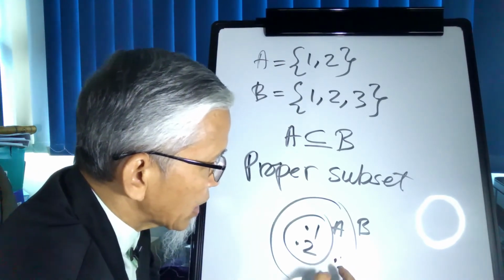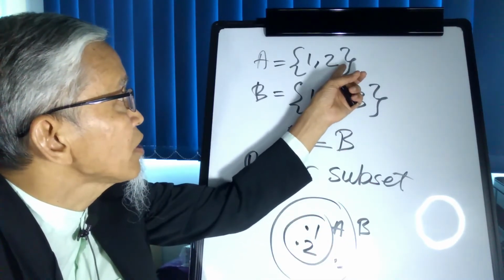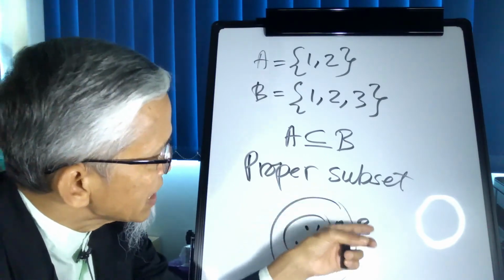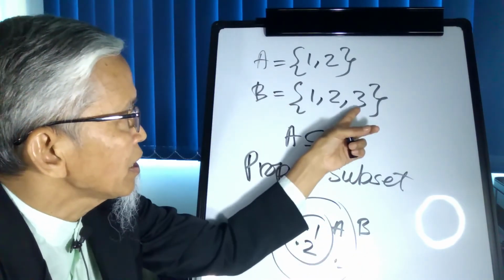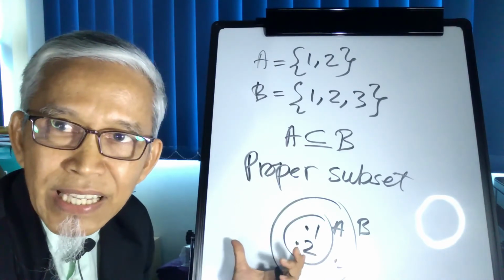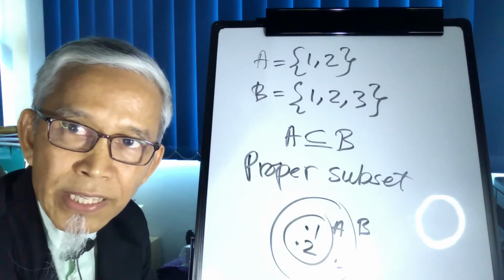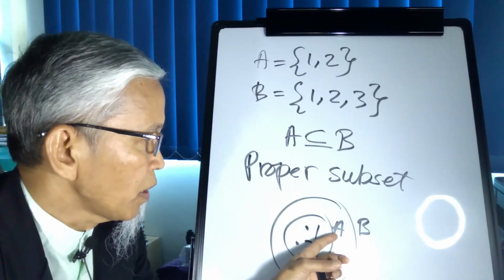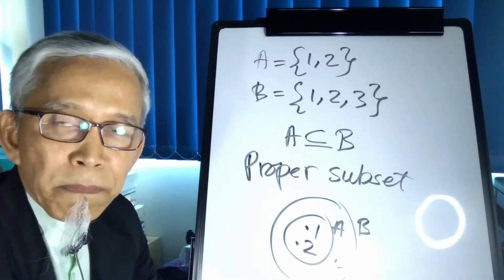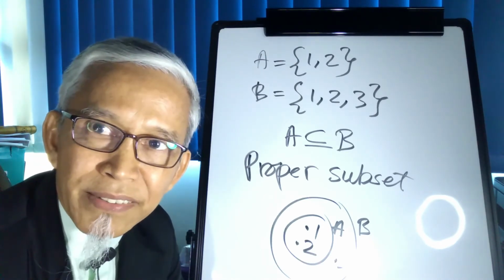It is outside of A, because it is not in A. 3 is not in A, so it is outside of set A, but it is inside set B. Inside B. 3 is in B, right? So this is the Venn diagram to show that in this case, set A is contained in set B. Set A is inside set B. This is what we call a proper subset. Now the question is, is there what we call an improper subset?